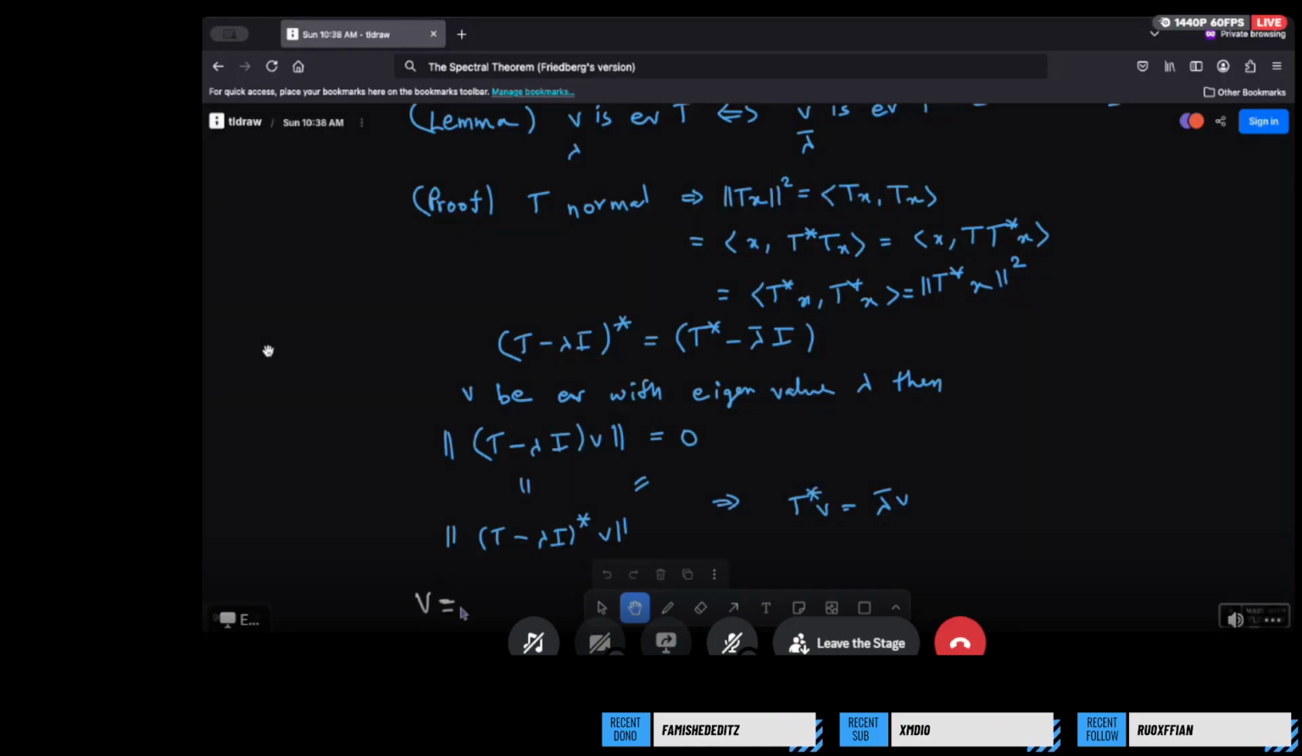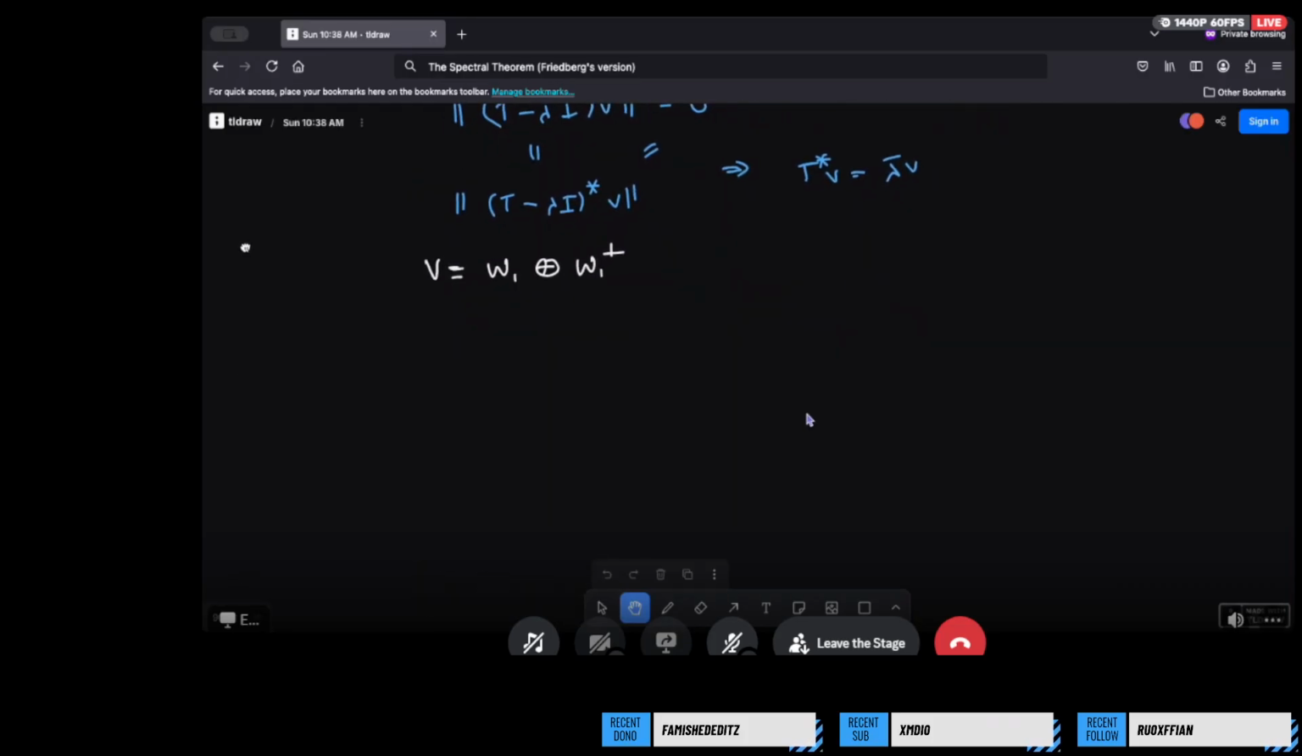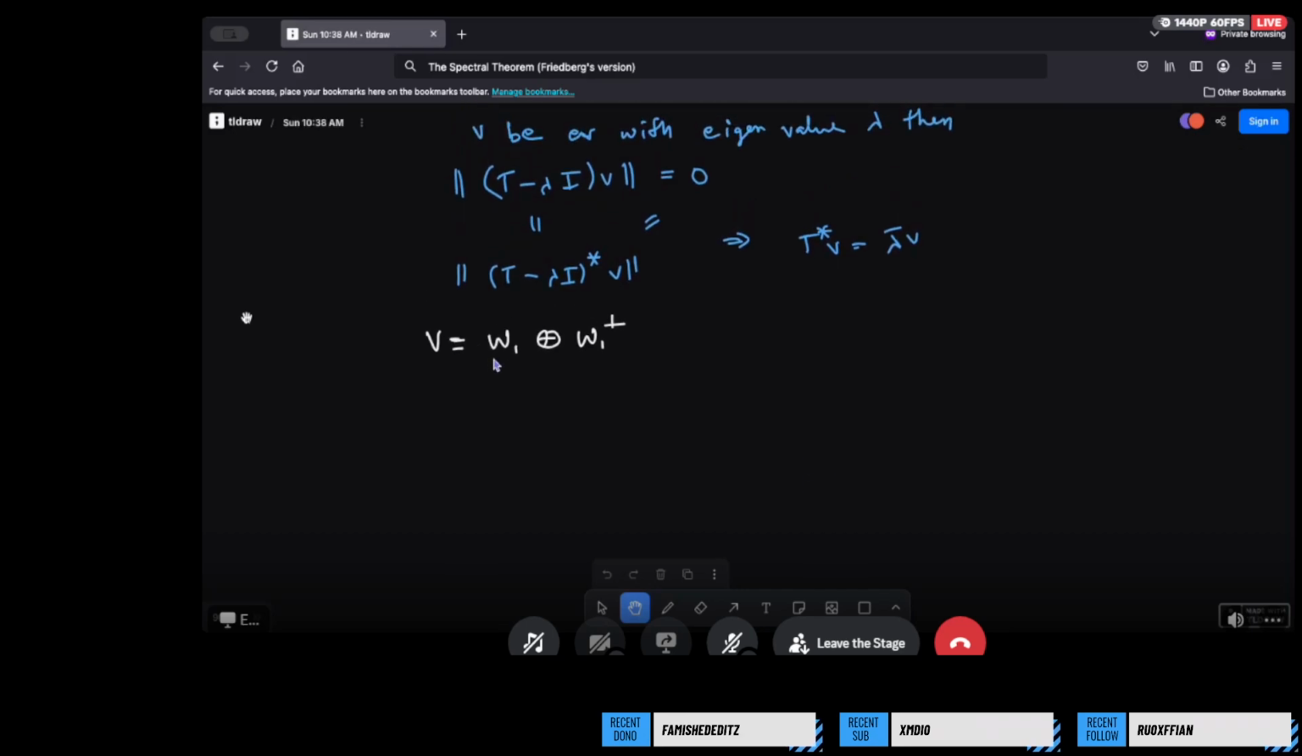So the setup we were at was V is equal to W1 perp, right? Now T acts invariantly on W1. This is easy to see, right? Because W1 is spanned by an eigenvector of V. Let's call this eigenvector V1, right? Since T V1 is equal to lambda times V1, T is a map from W1 to W1. It doesn't leave W1 in some sense.